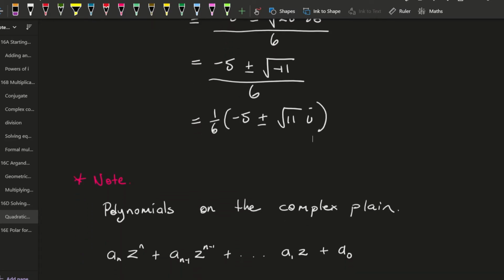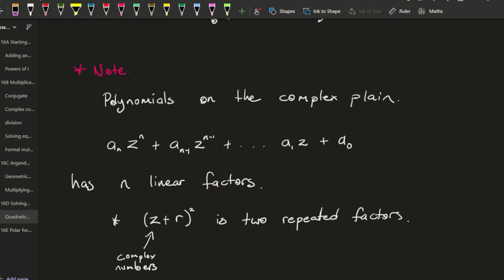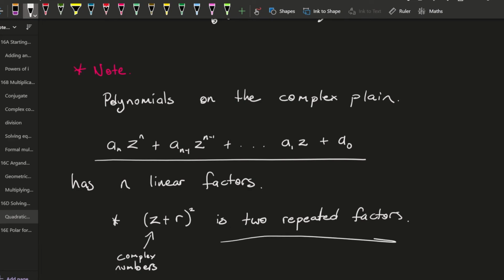But there is a note to make about this. So while this is a little bit beyond what we're doing in this unit, you've all worked with polynomials in your Methods and in Specialist, and you always come up against how many solutions there are to this polynomial. Or when it's written out like this, you're trying to figure out how many factors it has. In the complex plane, it's going to have n linear factors. The only thing that sort of confuses that is that you might see, for example, z plus some constant r all squared as one factor, but really it's 2 repeated factors.